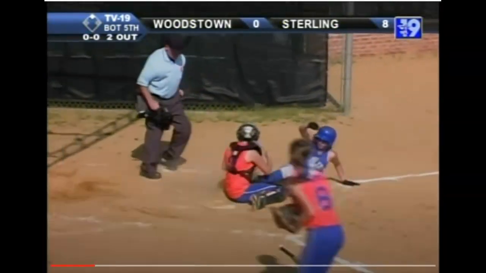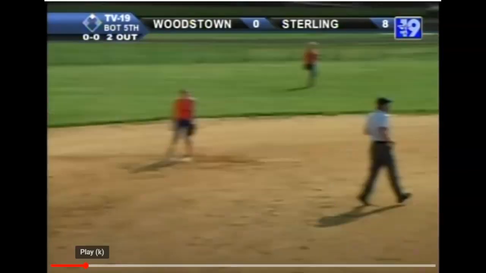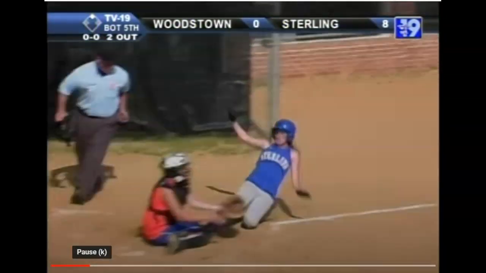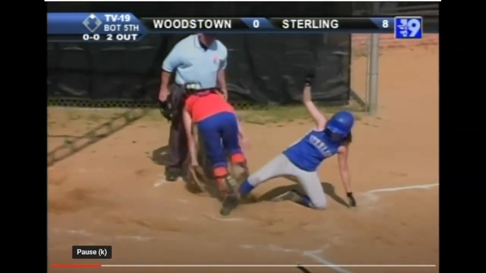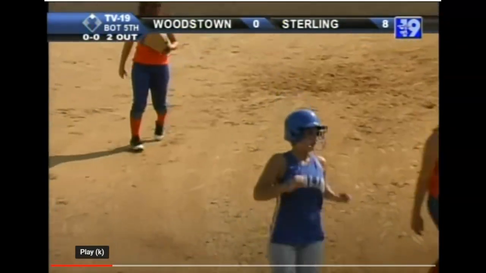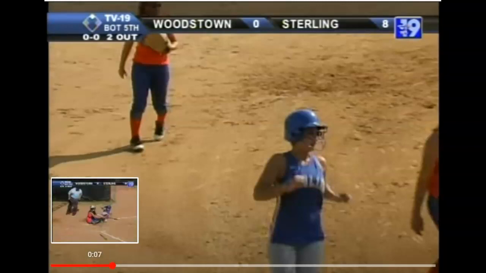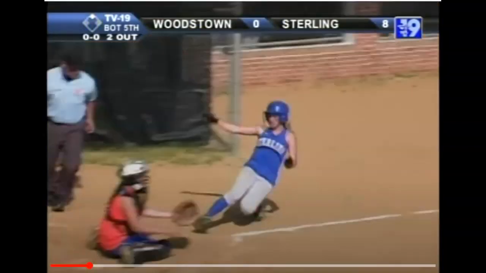Let's watch it again one more time, but now we're going to focus on the action that occurs at the plate. Let's talk about this. Now, when we're talking about obstruction, let's look at what happened at the plate. This still shot shows the catcher does not have possession of the ball yet. However, we can see the plate right behind her, and the catcher is blocking the entire path to the plate.